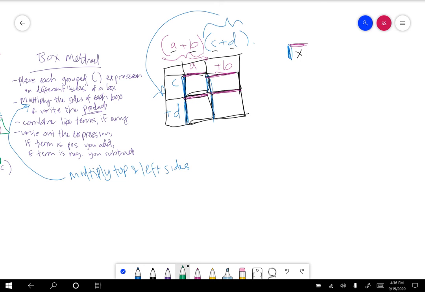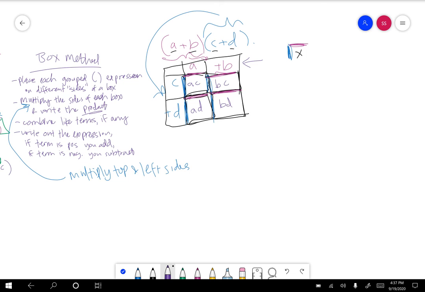We need a color we haven't used. Let's use purple, because red and blue make purple. So the first box, we have A times C. It doesn't matter what order you write it. It could be CA or AC. Either way is fine. I tend to do the expression on top, those variables first, but it doesn't really matter. So A times C would just be AC. B times C would be BC. A times D would be AD or DA. And B times D would be BD or DB.